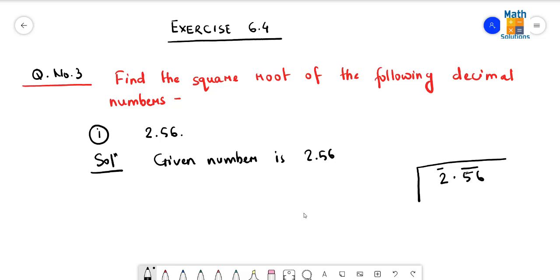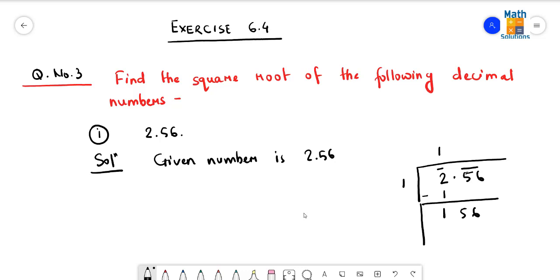So we have to find a number whose square is just before 2, that precedes 2. That number is nothing but 1. So 1 1s are 1 here. After subtraction, what result do we get here? 2 minus 1, there comes 1. Then we shall consider as if we do not have the decimal. So directly 56 will come down.